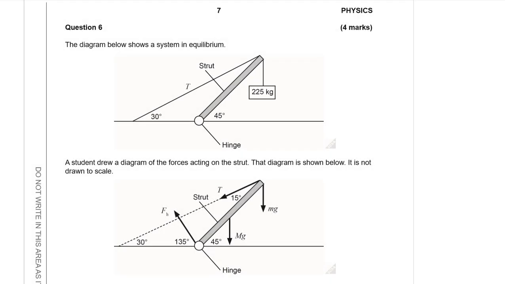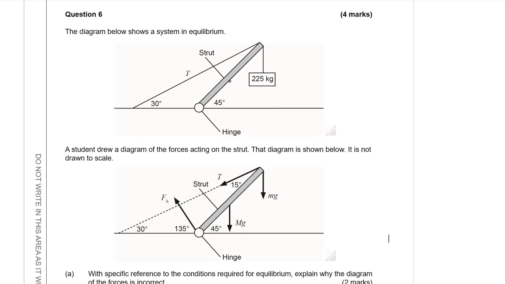Okay, question 6 shows a system that's in equilibrium. You've got a rigid strut here that has a load acting on it from the top, and then you've got a cable that's sort of pulling back on it. And then you've got the hinge where you're going to have the reaction force occurring.